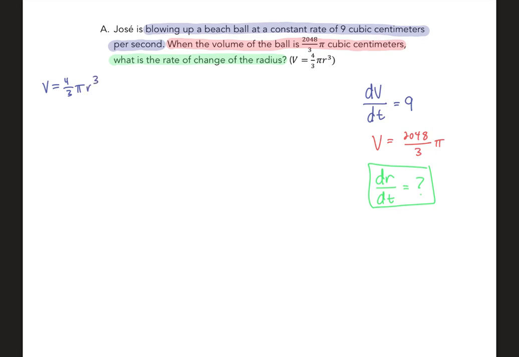Once you have that formula, take the derivative of both sides. The derivative of V is dV/dt. Then we have this 4/3 pi as a constant, and we multiply that by the derivative of r cubed, which is 3r squared. And then for the chain rule, you get dr/dt. For this one we'll clean it up a little bit and cancel out those 3's. And so dV/dt equals 4 pi r squared dr/dt.